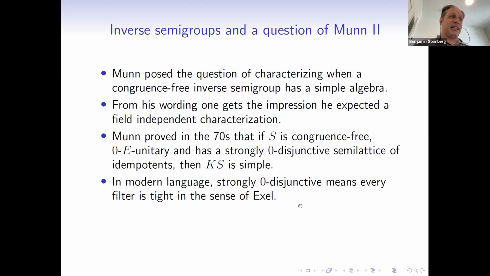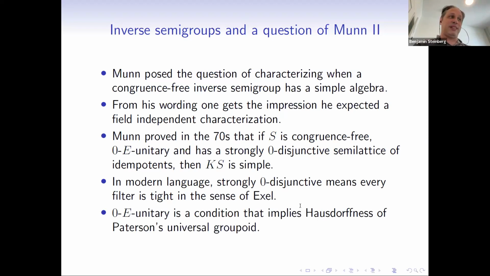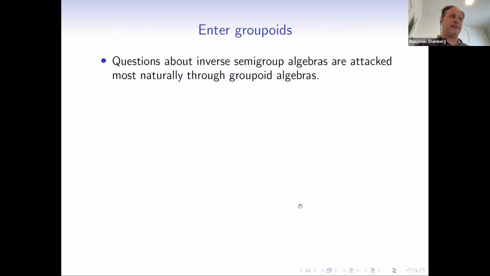Of course, he didn't use the language of filters or tight, but he wrote down a condition which is equivalent to this. The 0 E-unitary condition is something which implies Hausdorffness. He actually had a slightly more general condition which implies Hausdorffness, but it wasn't the absolute condition that gives Hausdorffness. So he was really quite a bit on the right track.